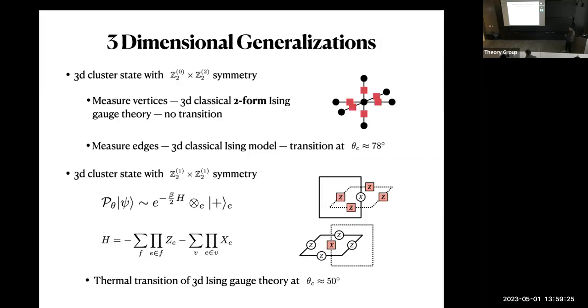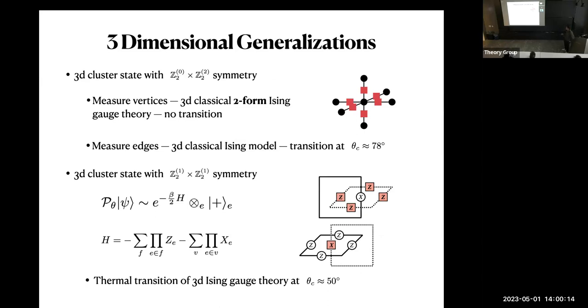All right. And this story actually can be generalized into higher dimensions as well. As you can see, we can do a 3-dimensional cluster state by setting up this lattice in 3 dimensions. In that case, we'll have 2 symmetries: 0-form Z2 symmetries, which act on the vertices, and 2-form symmetries, which act on the links. So in that case, there will be no transition if we measure the vertex, because we know the classical 2-form Ising gauge theory also has no transition at finite temperature. But if you measure the edges, it becomes the 3-dimensional classical Ising model, which has a finite temperature transition, which maps to the finite angle transition.